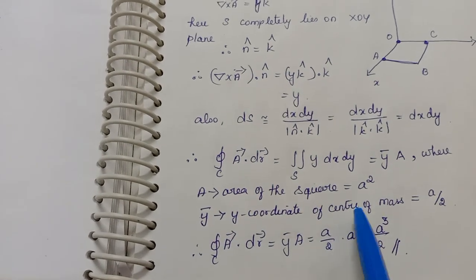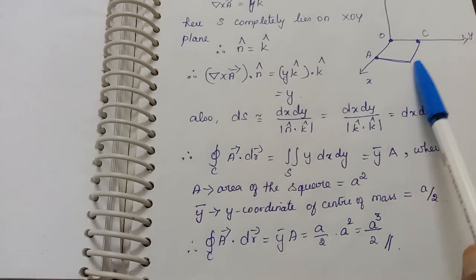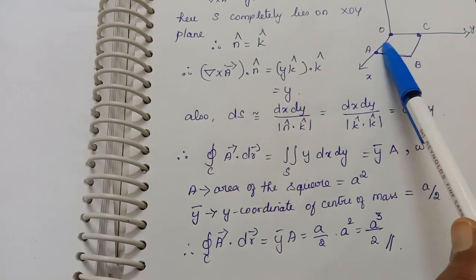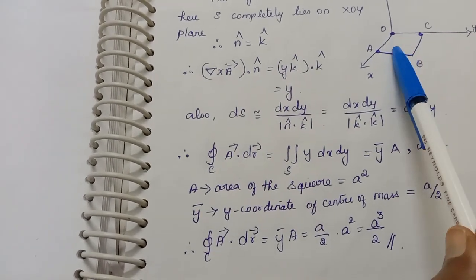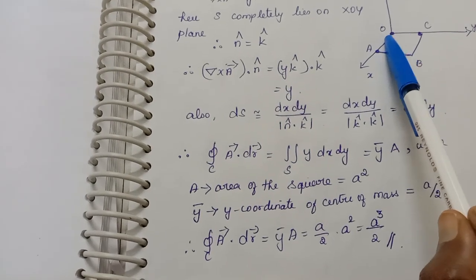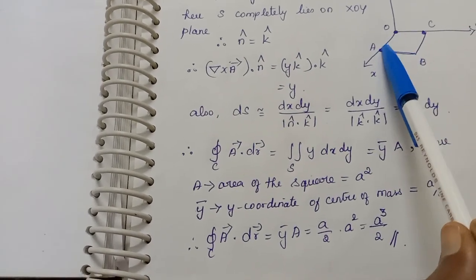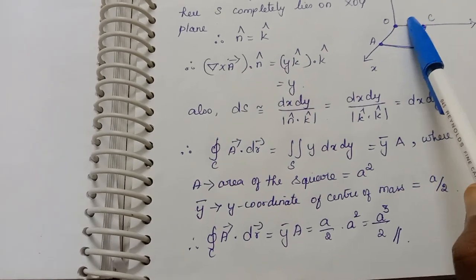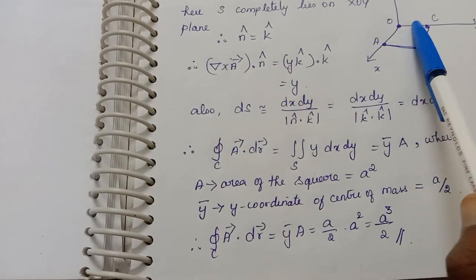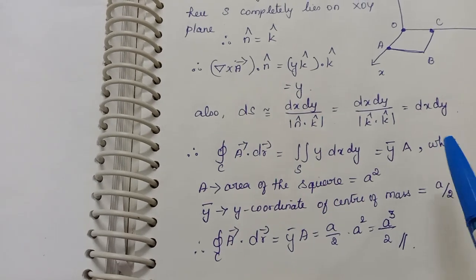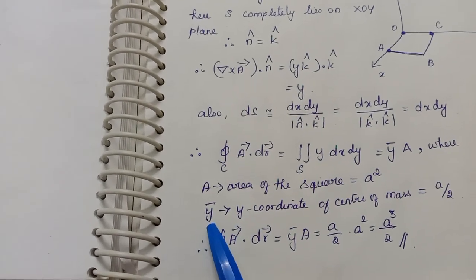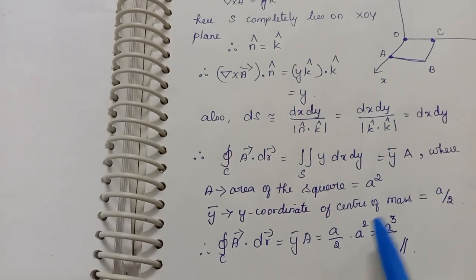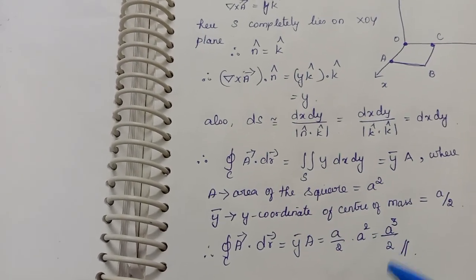Next, y bar, that is the center of mass. This is a square, so the center of mass will be lying at the point where the midpoints of each side are joining. So what is the midpoint along x-axis? This is of length a, so it is a by 2. For y-axis also length a, so the midpoint is a by 2. So a by 2 comma a by 2 is the center of mass. We are taking only the y coordinate, so it is a by 2. Substitute here, a by 2 into a square equals a cube by 2.